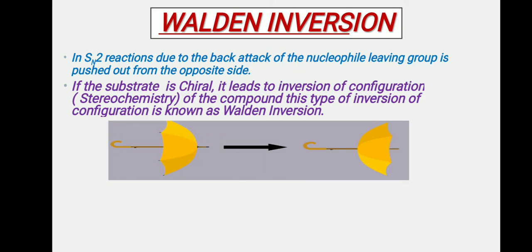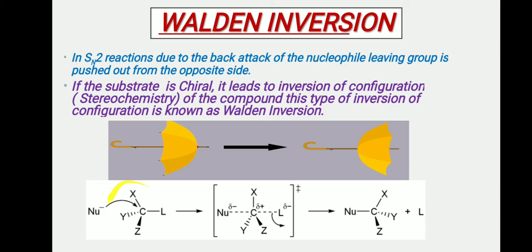See here, this is a normal umbrella. When it is open, if you put the umbrella in high wind, what happens? It is inverted. The umbrella is inverted. If you put the umbrella in high wind, open to the air in the opposite direction, it is inverted like this, isn't it? This is called Walden inversion. Here first our groups are like this, now the groups are like this. Like our umbrella, they were like this, and here they are inverted. This is called Walden inversion.